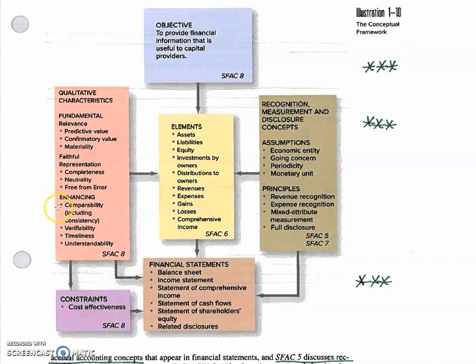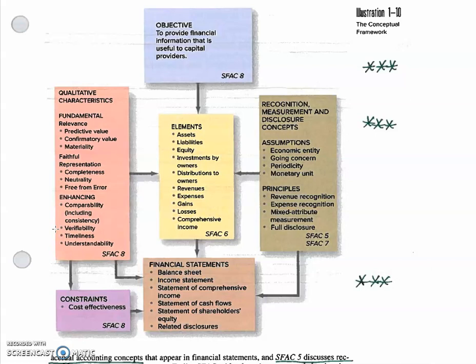Now, enhancing characteristics are comparability. They used to break out comparability and consistency into separate enhancing characteristics. They have been lumped together in SFAC 8. But comparability is comparing one company to another. Consistency is the same company from one year to the next. So something enhances the qualitative value of information if it is comparable and consistent. Then verifiable means two or more people working independently would come to the same conclusion.